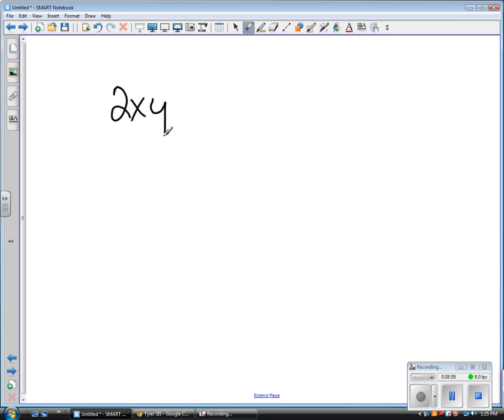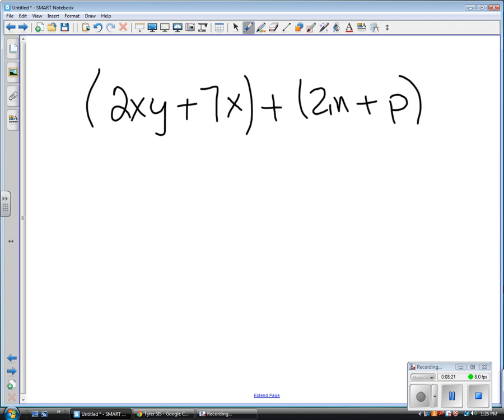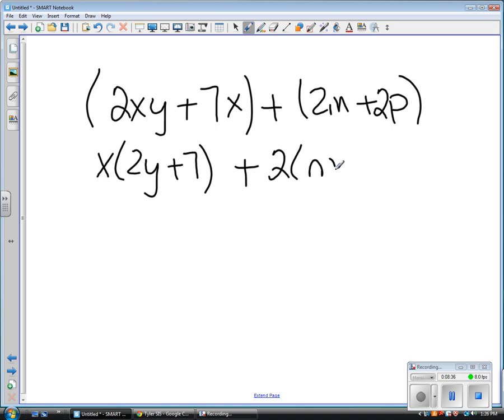Let's say you have 2xy plus 7x, and then let's say somewhere in here I might have something like 2m plus p. Well, let's put a 2p here because I want a 2 there. What comes out over here? X, and you're left with 2y plus 7, right? What comes out over here? 2. Now, can I write this as x plus 2 times 2y plus 7 times m plus b?